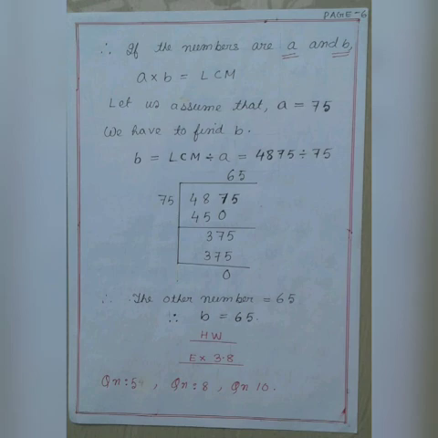We have to find B now. So B is equal to LCM divided by A. So 4875 divided by 75. If we divide 4875 by 75, we get 65 as quotient. Therefore, the other number is 65. That is, B is equal to 65.